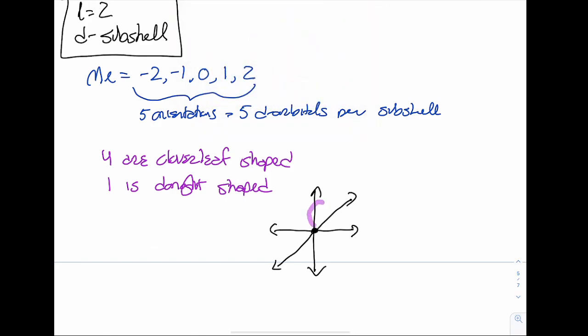So I'm going to draw here, and then let's draw this one. So on my x and z axes, 4 lobes. So 4 of them are going to be like that. They're just on different sets of axes. So 4 lobes, 2 nodal planes. Remember, our nodal planes are our regions where there aren't electrons.